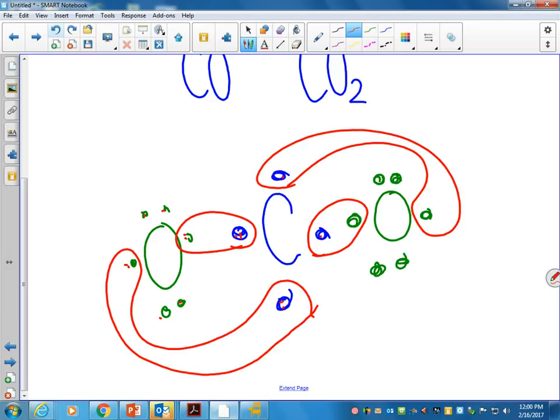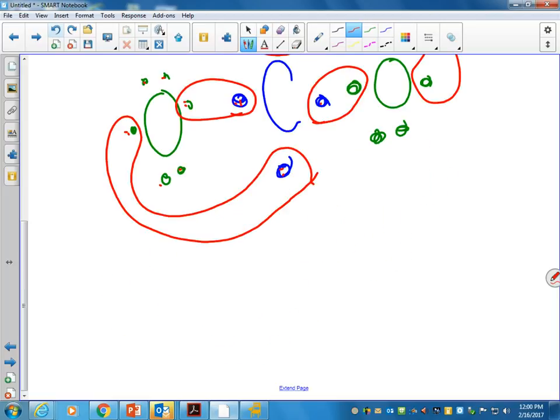So anytime they share electrons, we draw lines. Okay? And if you look up carbon dioxide, you would see something like this. Because this one shared 2 electrons, so we draw 2 lines. This one shared 2 electrons, and then lots of times you'll see the non-bonding electrons on the outside.